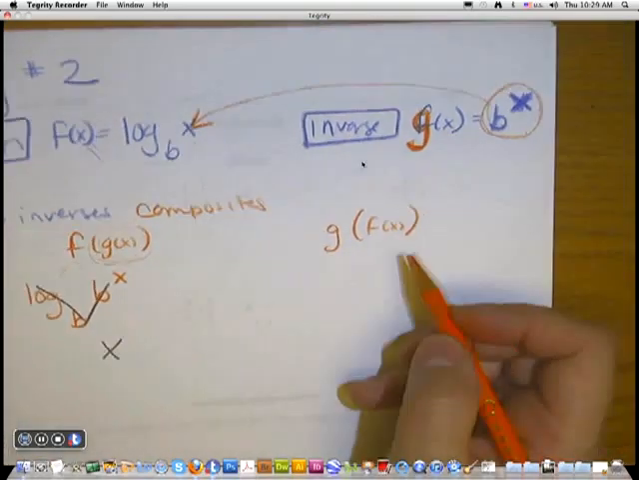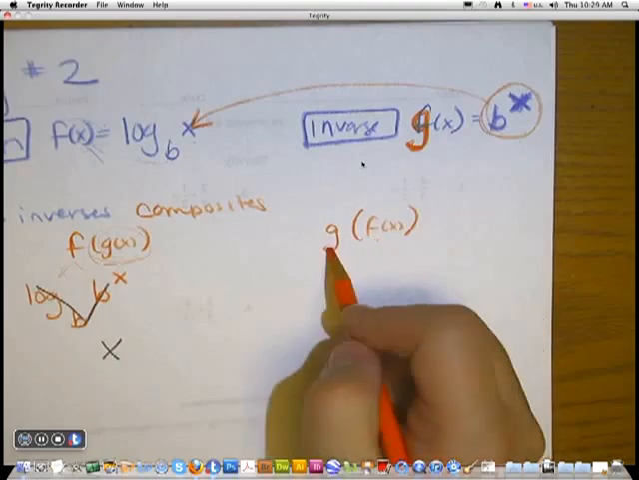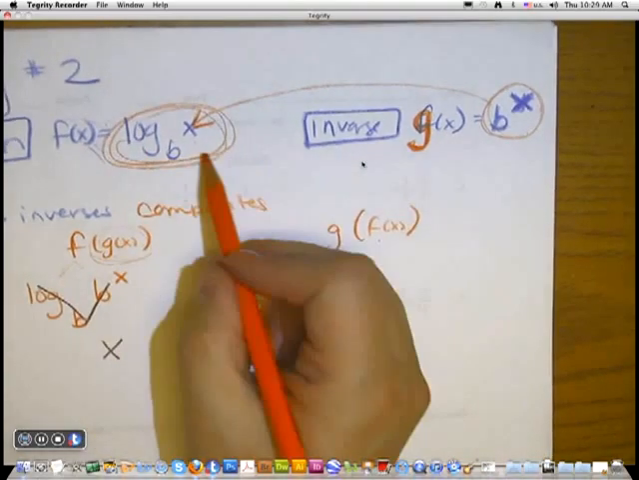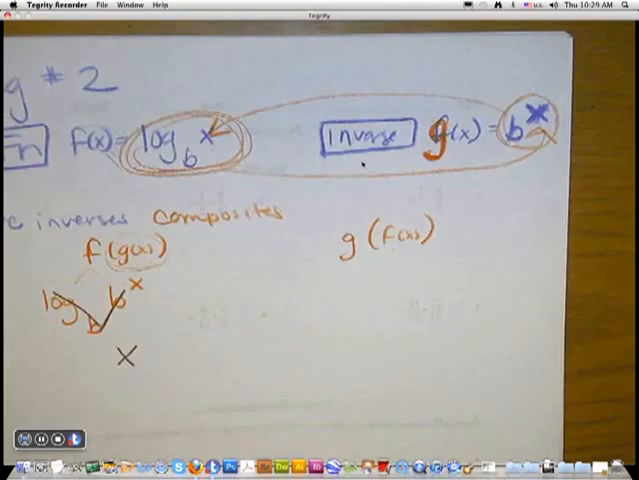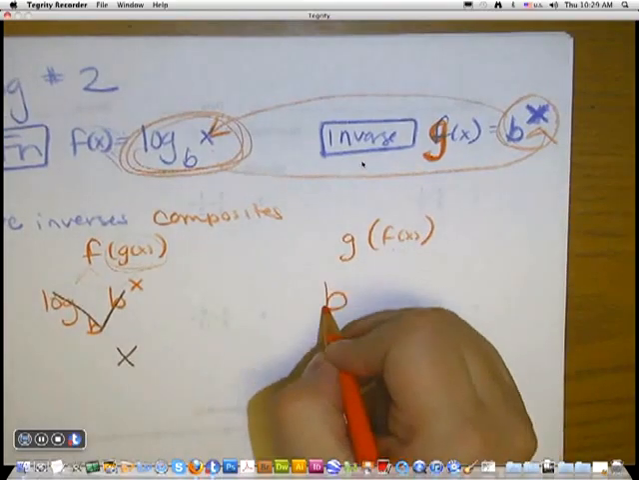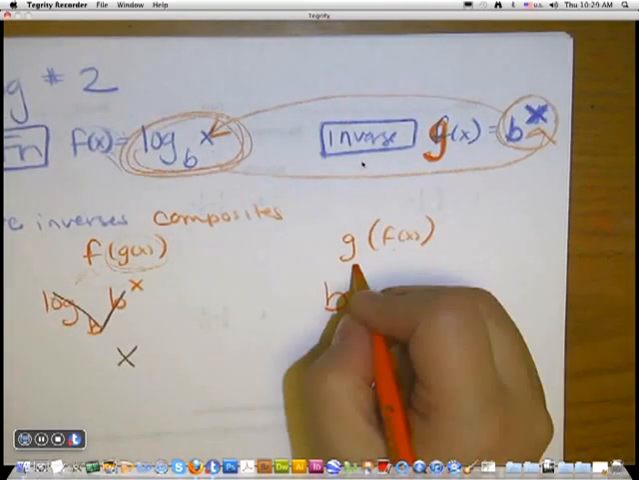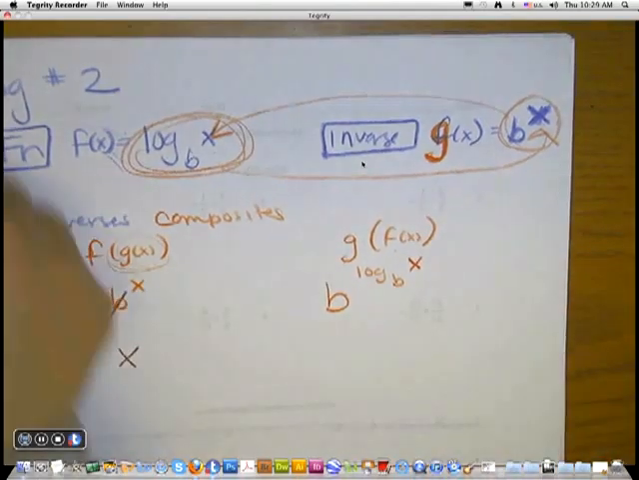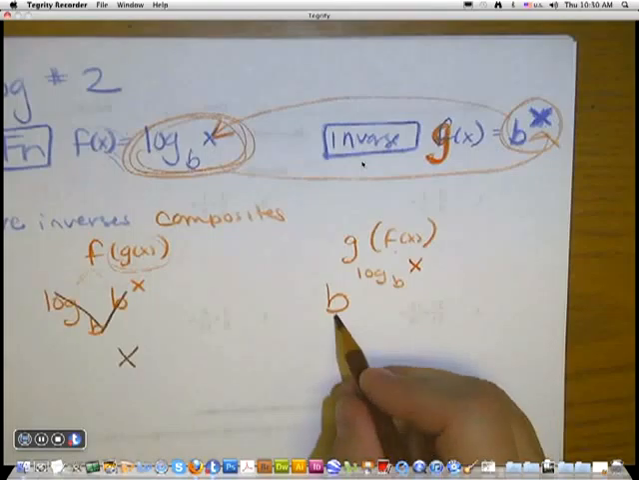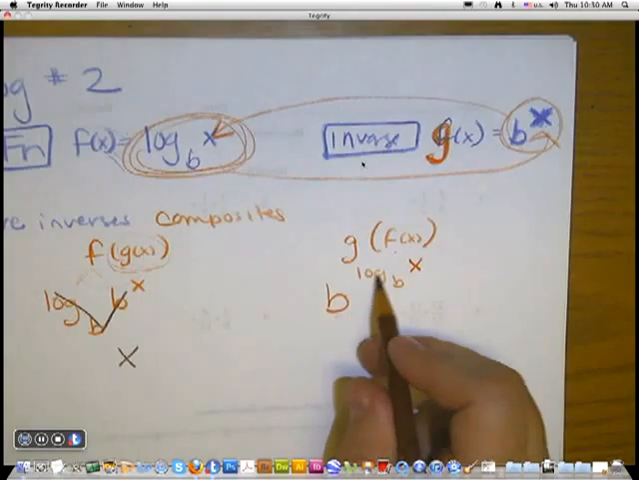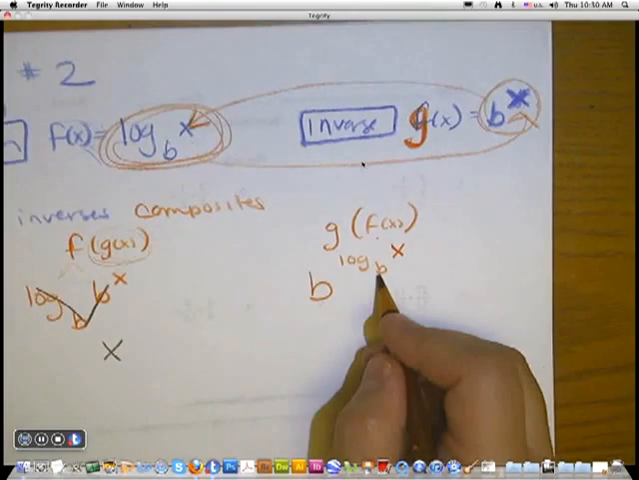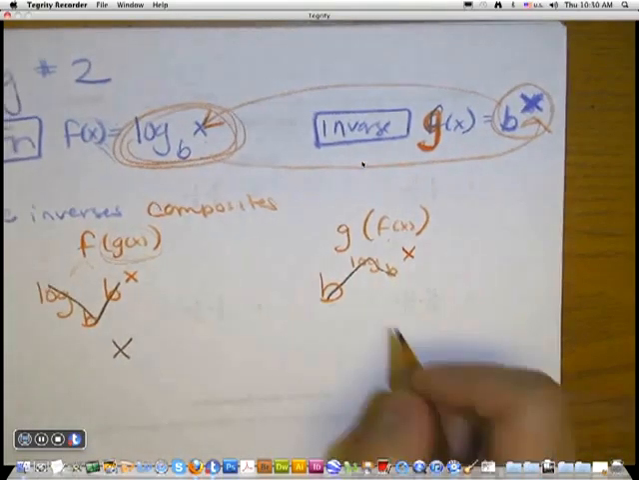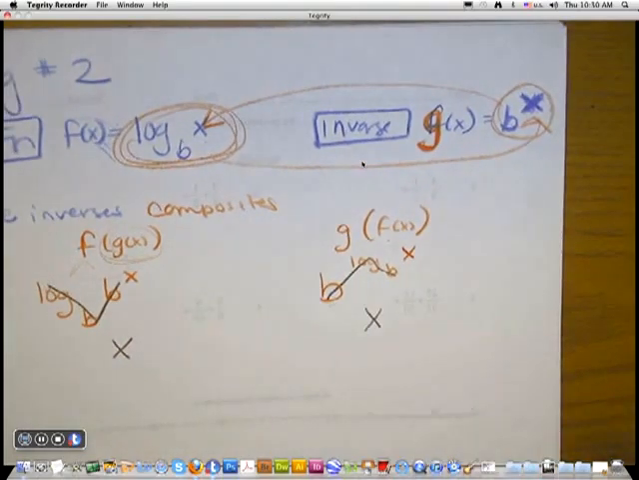Over here, G of F of X says I'm going to put F into G. So I'm going to put F into G. So b to the, and then I'm going to put F into that. So I get b to the log base b of x. The base of the exponent and the base of the log are the same. They basically cancel each other out, leaving the x.